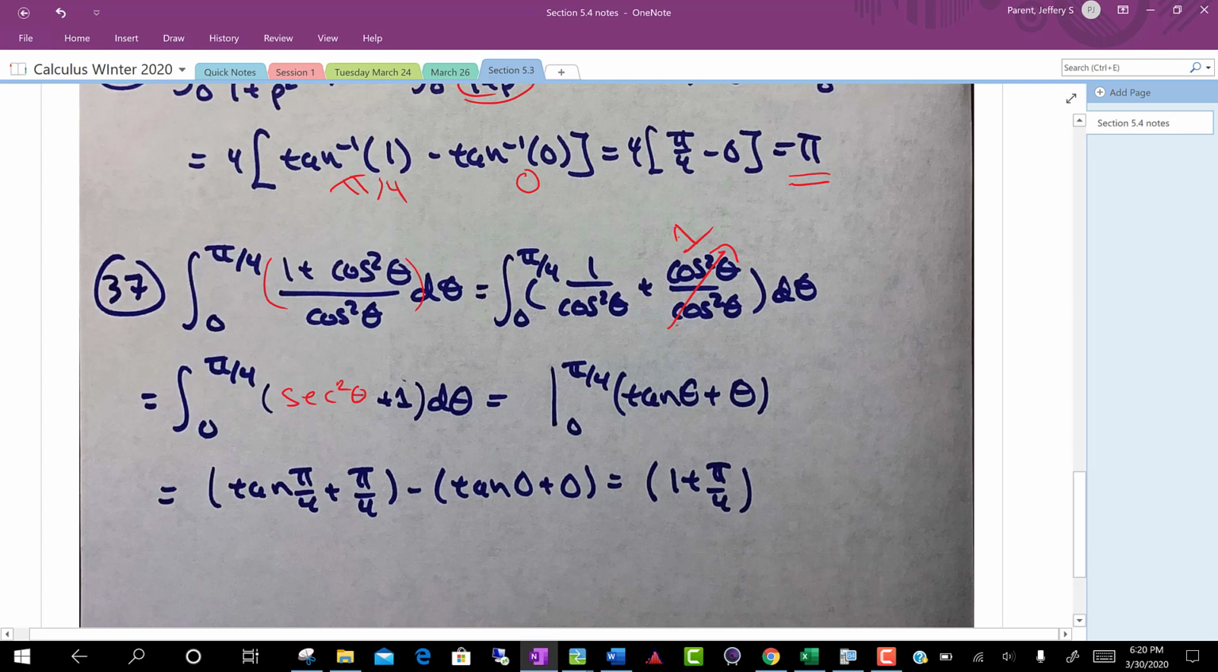And what's nice is that we know a function whose derivative is secant squared, and that would be the tangent. Of course, the antiderivative of 1 with respect to theta is going to be theta, and we can plug in our upper and lower limits. At pi over 4, it becomes tangent of pi over 4 plus pi over 4. And unfortunately for us, tangent of 0 and 0 is just 0.